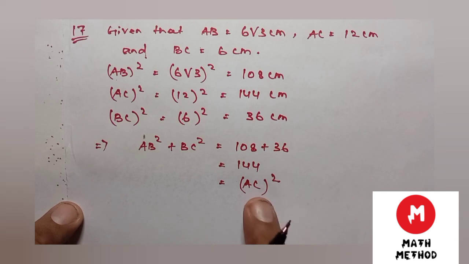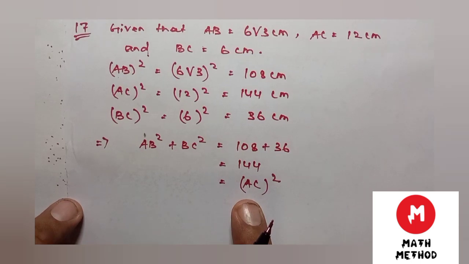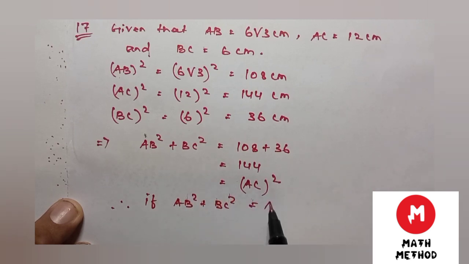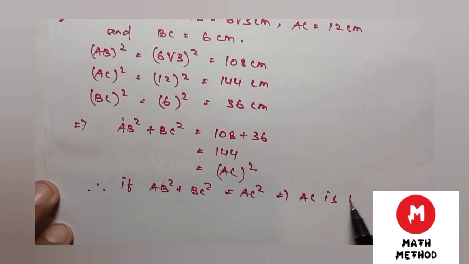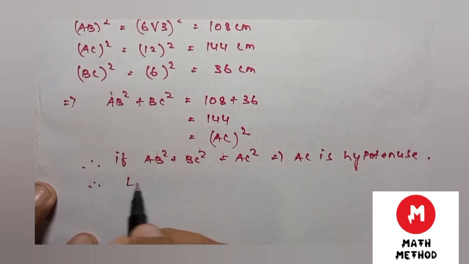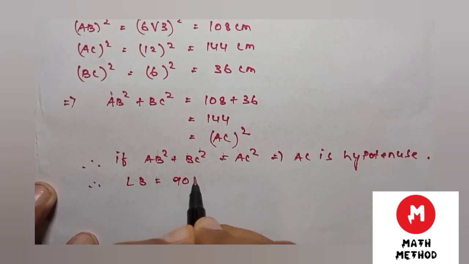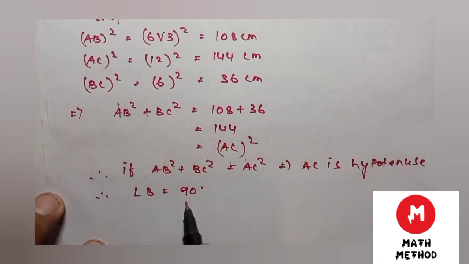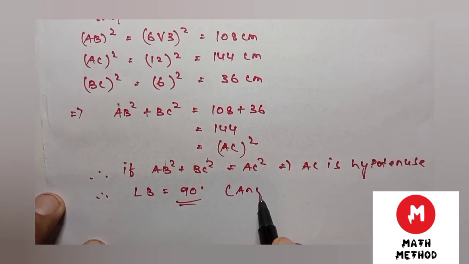Therefore it will become the hypotenuse. If the hypotenuse of a triangle is AC, then its opposite vertex will be the right angle. Therefore if AB square plus BC square is equal to AC square, this implies AC is the hypotenuse. Clear? So if AC is the hypotenuse, angle B is equal to 90 degrees. In the question it asks for angle B. Here angle B is 90 degrees, which is the answer.